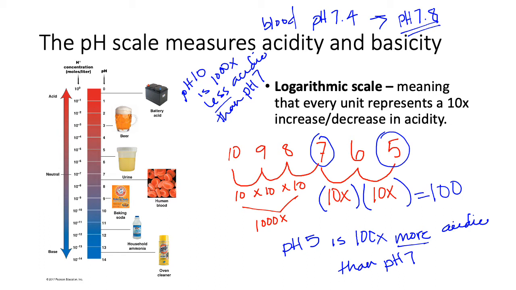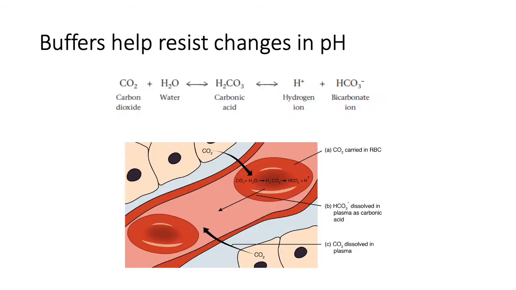So it's really, really important that our body has a way of making sure that our pH stays where it's supposed to stay. And that's where solutions like buffers can come into play. If you've ever heard about buffers, you can really think of these things as pH sponges, where these buffers exist in order to resist changes in pH. Your book goes over this example here. So we have a buffer that's in our system, which helps to regulate blood pH.